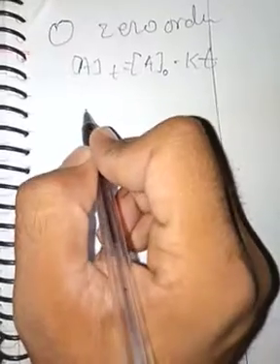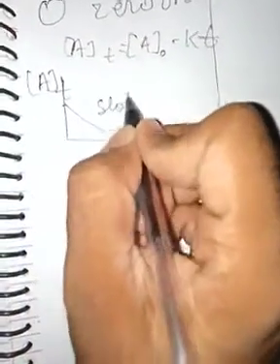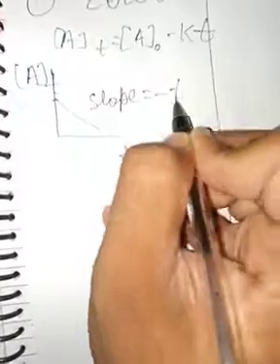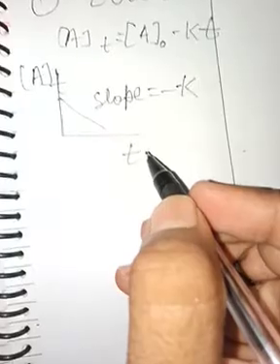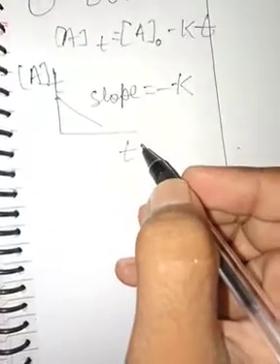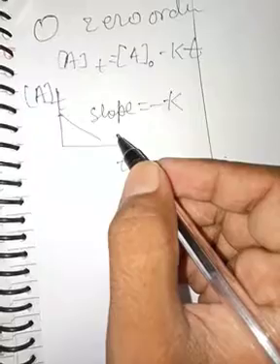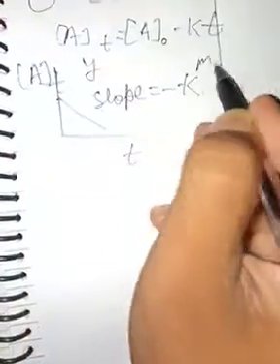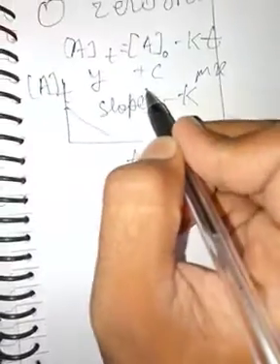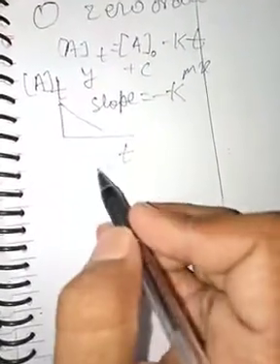Another thing we have is the graph for A_t versus time. It is a straight line graph of which the slope is minus k. This graph need not be memorized, because it can be easily derived with the help of the straight line equation y equal to mx plus c.